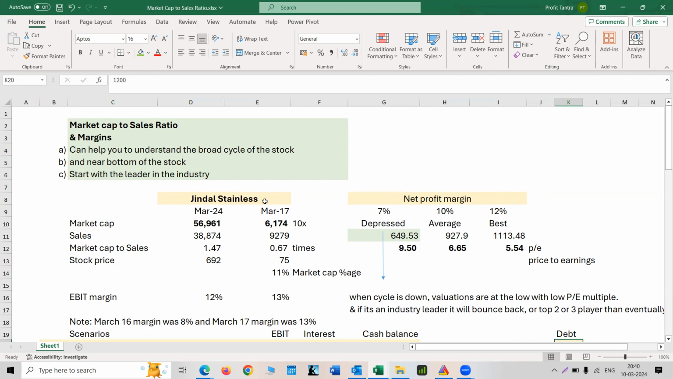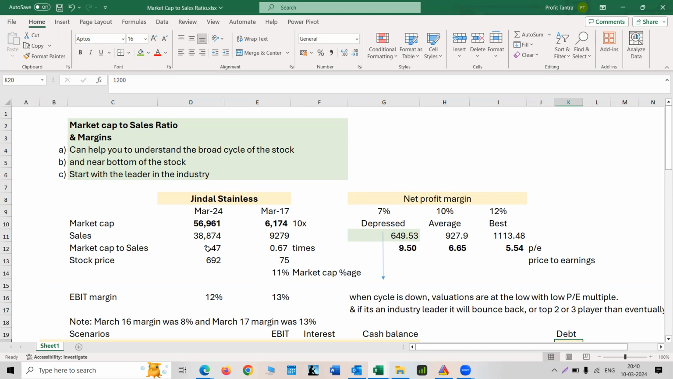They are the leader in stainless steel. Yeah, they are the leader. But the market cap to sales ratio is 1.4 times, right? Yes. So now see, still it is okay. Now what happens is, if margins come to 7%, you know that it is the time to start accumulating the stock, correct? Because obviously price will correct, and then you are getting it at a very good bargain, correct?